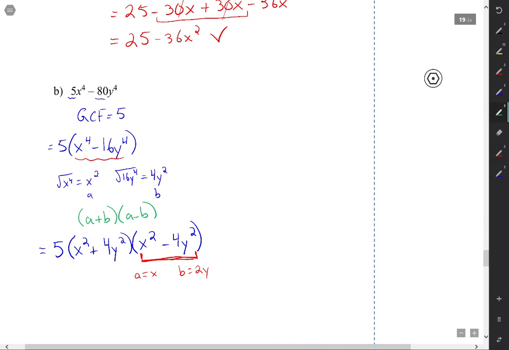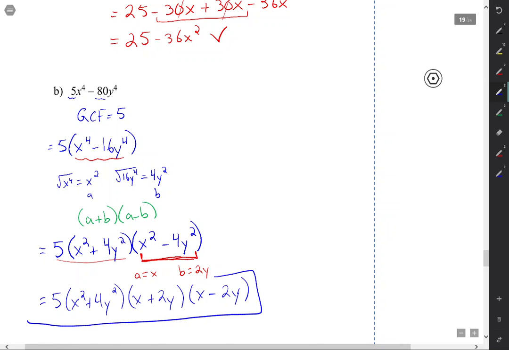So if we were to factor this one more time, these two first parts would stay the same. So we would have 5 times x squared plus 4y squared. And then beside here is where we would do our new difference of squares. So our a is x and our b is 2y. So we would have x plus 2y and then x minus 2y. And now this is completely factored. This one is a tricky one, so let me know if you need any help with this.